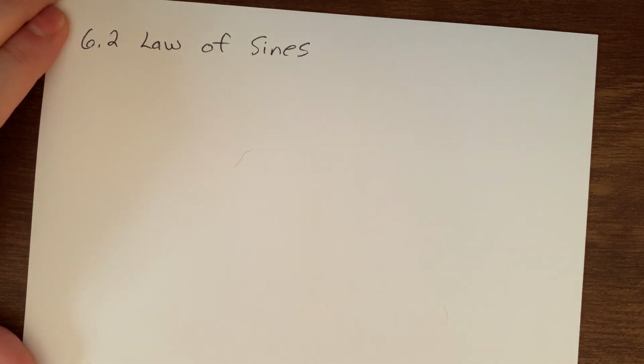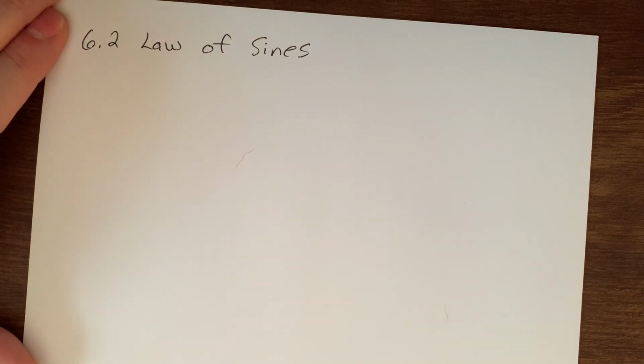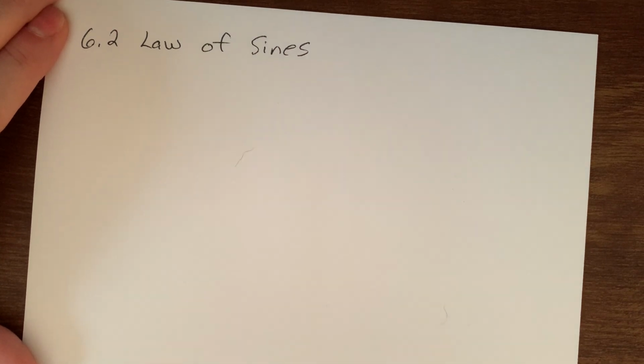This video will move into Chapter 6. Specifically, we're going to focus on Section 6.2, the Law of Sines. 6.1 does a little more applications of right triangles. We've seen a little bit of that back in Chapter 4. They just do a lot more.